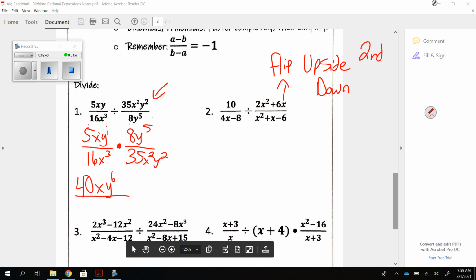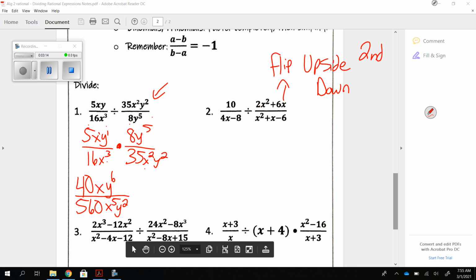16 times 35. Of course, here you'll need a calculator. I'll give you a couple seconds. And if you do it, you'll see 16 times 35 is 560. And then let's continue on with the letters. X to the third times x to the second is x to the 5th. And then y to the second just moves down.